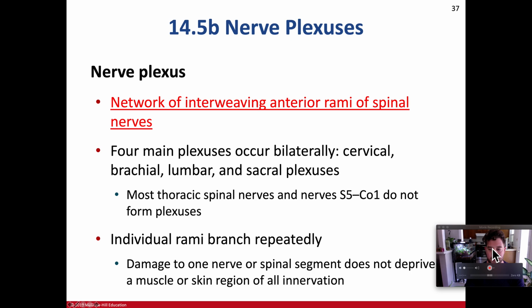Okay, so a nerve plexus. What is a nerve plexus? A nerve plexus is a network of interweaving anterior rami of spinal nerves. Remember, the anterior ramus is the portion of the spinal nerve that split off, that larger portion. They're interweaving, so they're all joining together. I say joining loosely because they join and they split. They join and they split. There are four main plexuses in the body. You have your cervical, brachial, lumbar, and sacral plexuses.